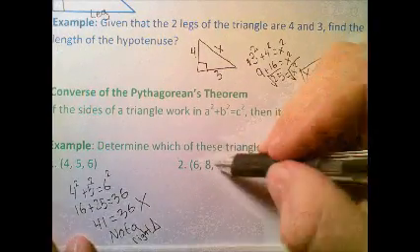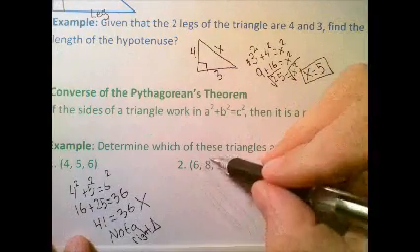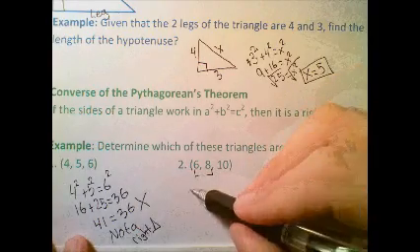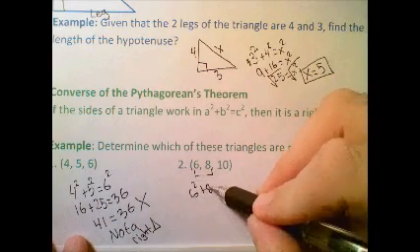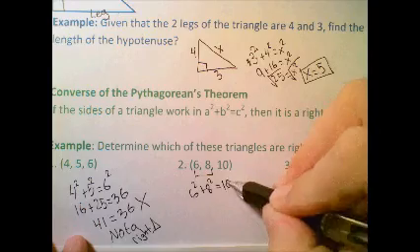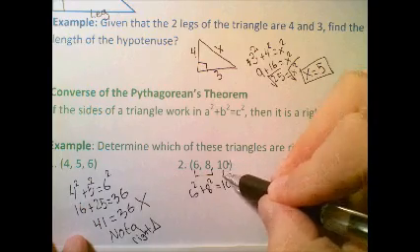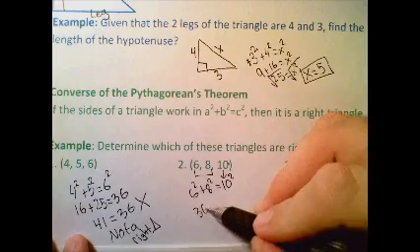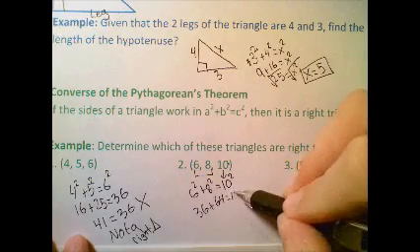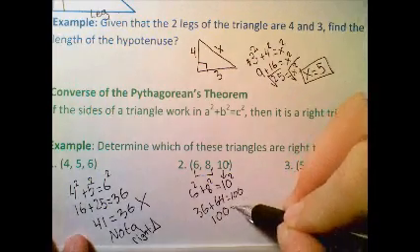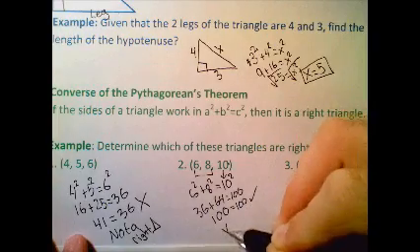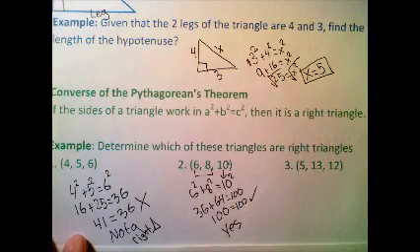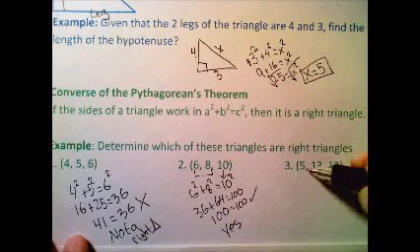Now, let's take a look at number 2. Do the same thing. Find the 2 smaller sides, square them, and add them together. And then you take the third biggest side, put it in the other side of the equal sign, and square it. So now I have 36 plus 64 equals 100. 100 equals 100. Yes. So it is a right triangle. Okay. Now take a look at the last one.